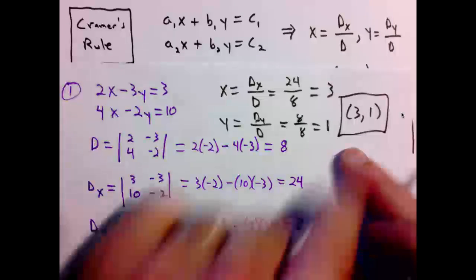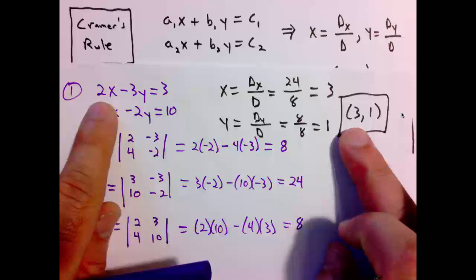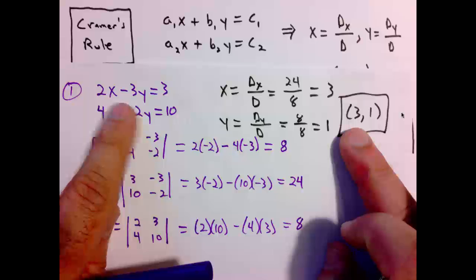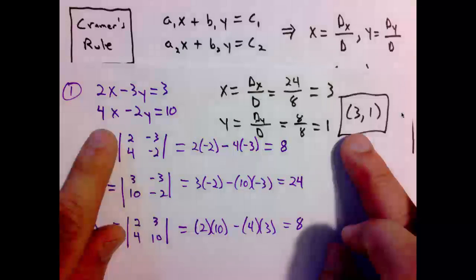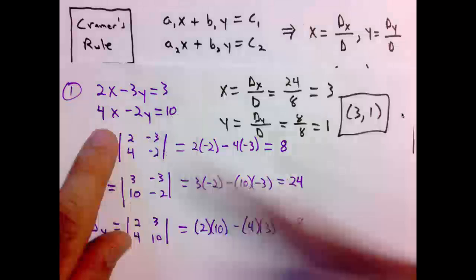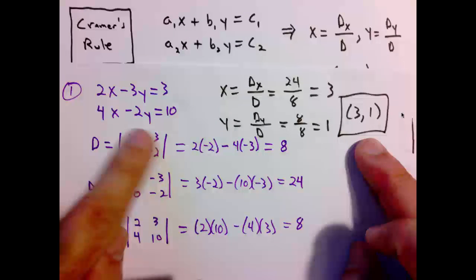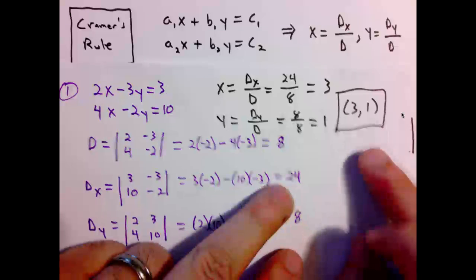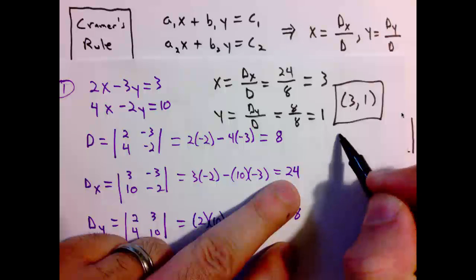Let's take this and substitute it in my original to see that it works. 2 times 3 is 6. Minus 3 times 1 is 3. 6 minus 3 is indeed 3. Substituting 3 in place of x, 4 times 3 is 12. Minus 2 times 1 is 2. 12 minus 2 is 10. We see this ordered pair satisfies both. 3, 1 is the solution to the system.